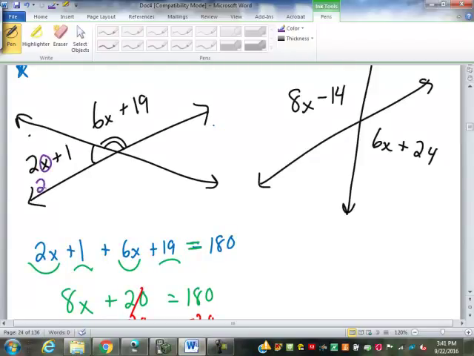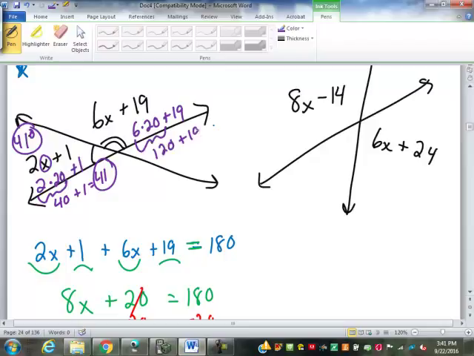So 2 times x becomes 2 times 20 plus 1. 2 times 20 is 40 plus 1 is 41. So this angle here is 41 degrees. Up here, 6 times x becomes 6 times 20 plus 19. 6 times 20 is 120 plus 19 is 139. So this is 139 degrees. We can double check it. What do those two have to add to? 180. Do they? Yes, they do.